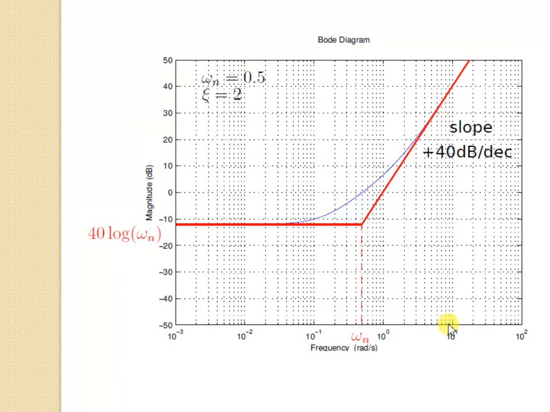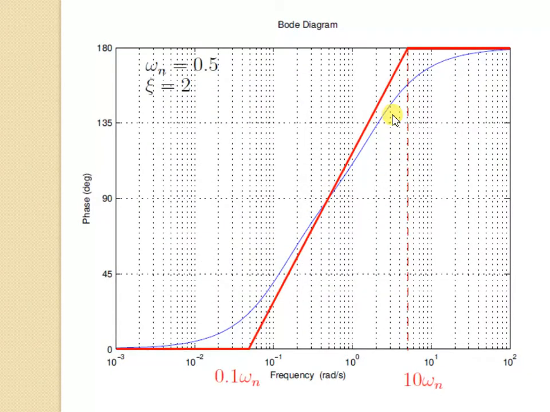First of all, we put sigma equal to 2 and omega n equal to 0.5. You find the magnitude in decibels and the phase. You put different omega, decibel and phase values in a table, and you can draw this shape.